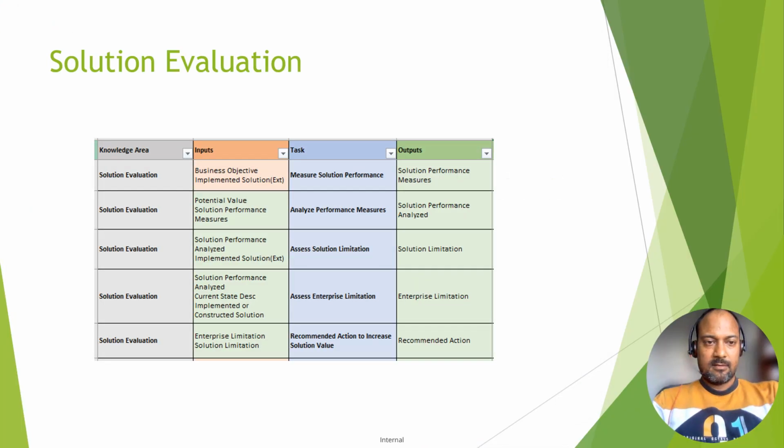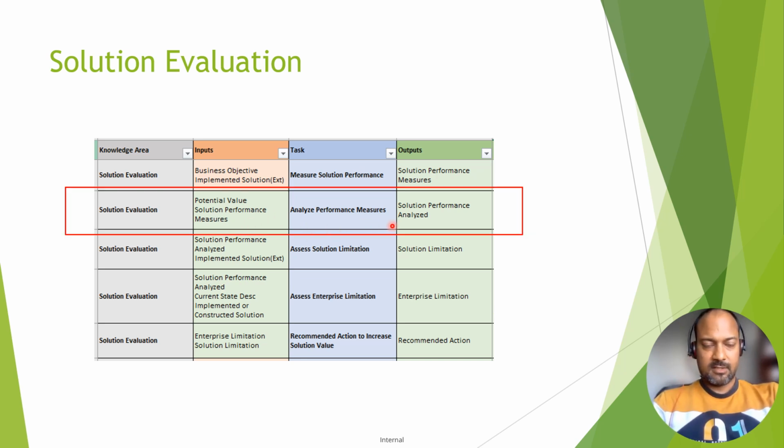Thank you everyone for your support, and today we'll continue with the knowledge area, which is solution evaluation, and the second activity or task of that knowledge area, which is analyze performance measures. Today we'll talk about analyze performance measures, and the inputs are potential value and solution performance measures, and the output is solution performance analyzed. We have already done the first task, which is measure solution performance, in a previous session or previous video.